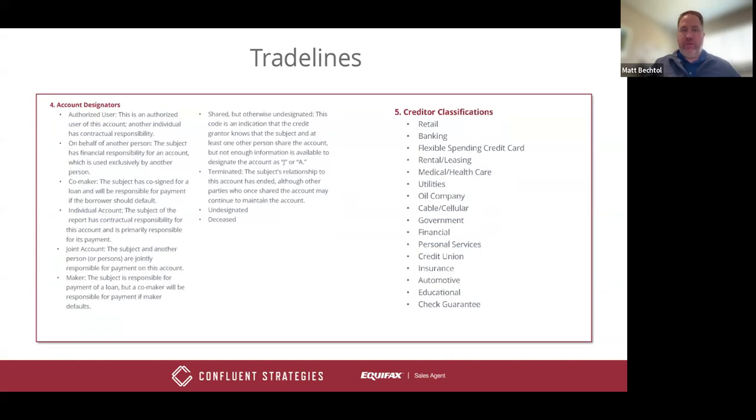These are just some other designators that we can provide on ECOA. So authorized user: is the trade line, is the responsibility shared on behalf of another person? Is it a co-maker? And then, of course, we've got all kinds of different creditor classifications that can come back. Just to give you an idea, if it's a trade line type that is not commonly named or understood, it can give you an idea into what kind of business that is.